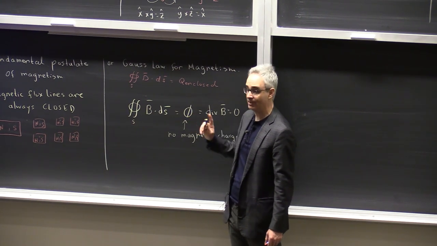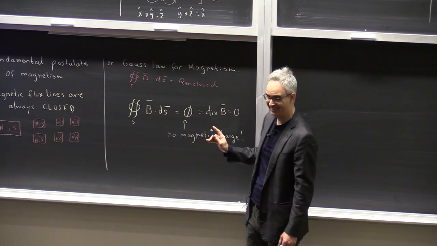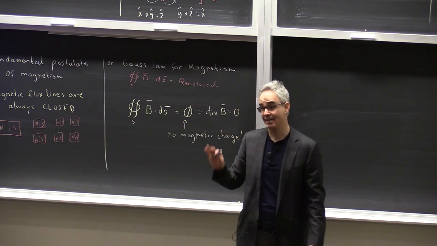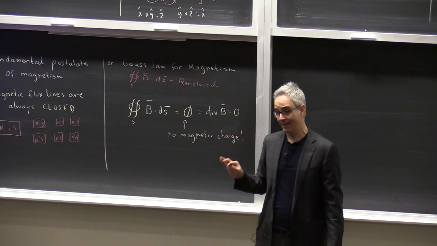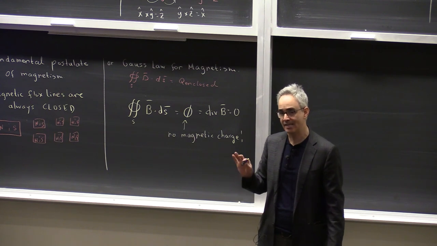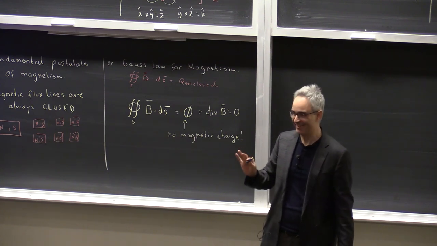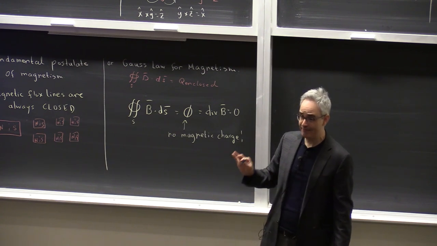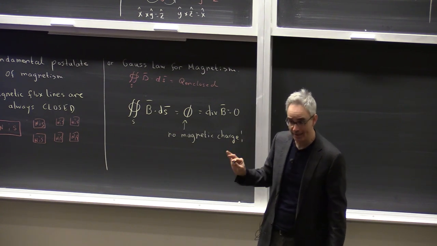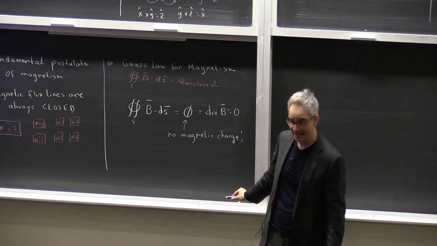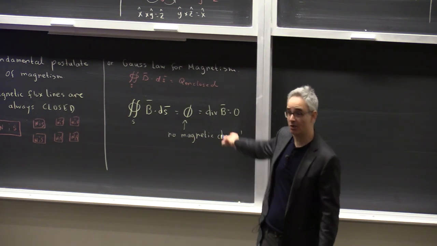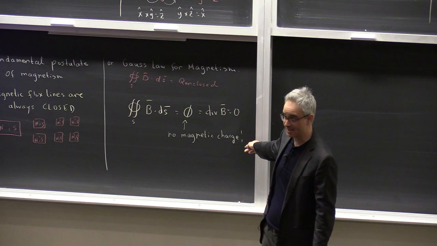So this is the fundamental postulate. I'm postulating that, and the only proof is experiment. This is one very good example of what we are doing here. We're not doing mathematics. If someone manages to isolate a magnetic monopole in the lab, then we will change course and put something on the right-hand side to represent that.